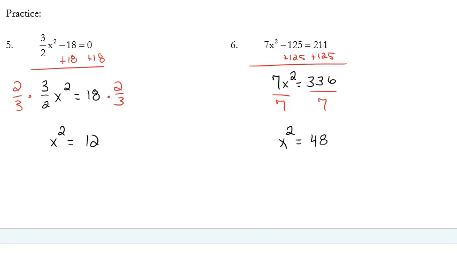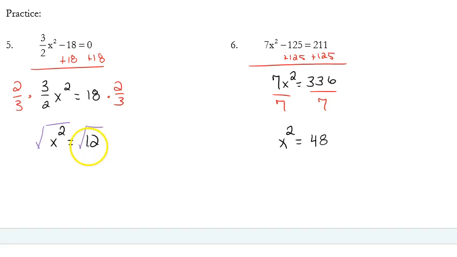So first, in solving for x squared, we should get x squared equals 12. Multiply both sides by our reciprocal here. Make sure you're using your calculator accurately. And here we get x squared equals 48. Now is when we can square root both sides.